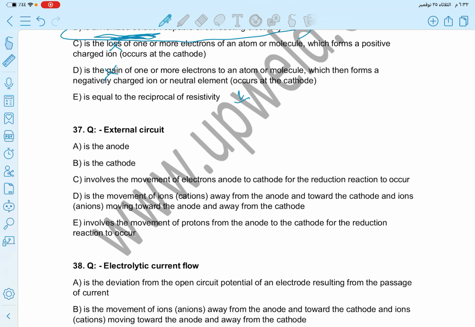External circuit, this is not accurate, just remove it, because the term external circuit we use for the CP system. Here the answers involve the movement of electrons from anode to cathode for the reduction reaction to occur, or the movement of cations away from the anode, or something I don't know what it means. External circuit, because there is a circuit. External circuit we call it for the CP system. Leave this question.